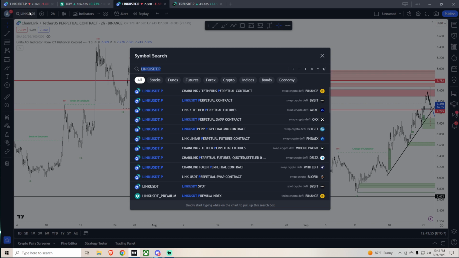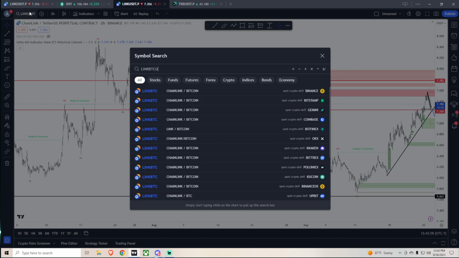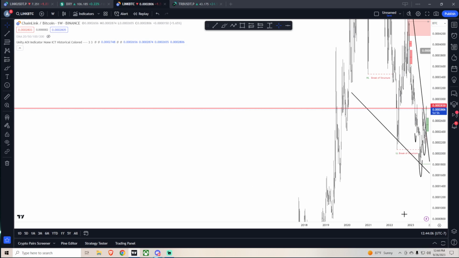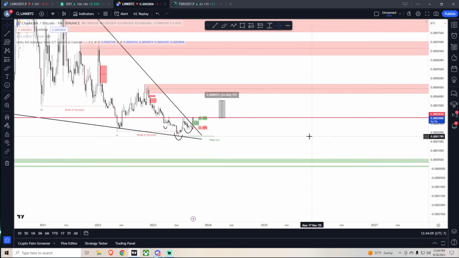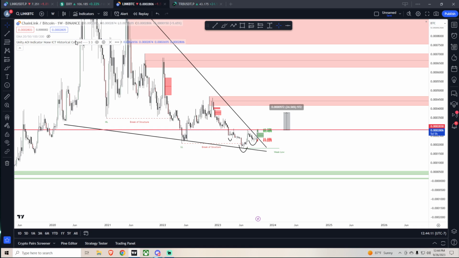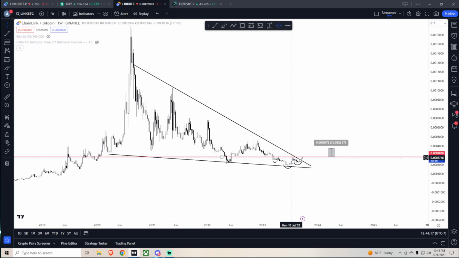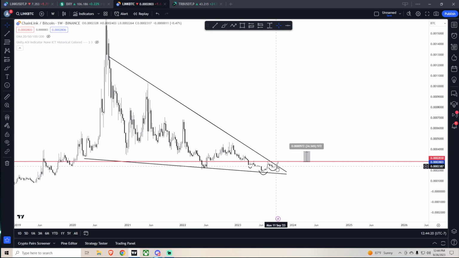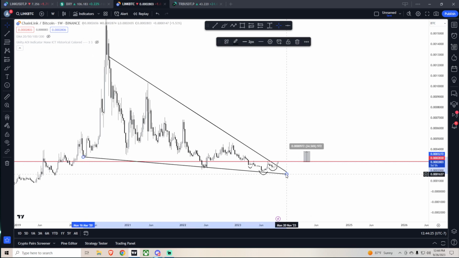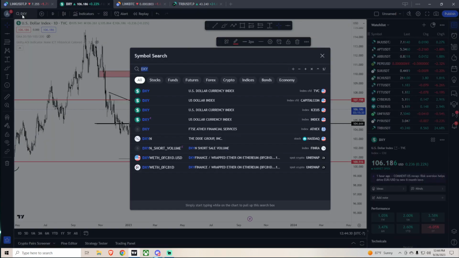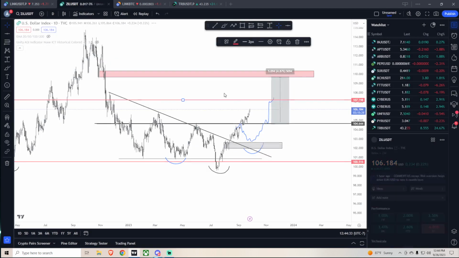Let me see the Link BTC pairing. Whoops. Sorry, Caleb, I'm gonna remove these really quickly. Alright. So of this falling wedge, okay, Link BTC broke out. Now, check this out. This looks like the same pattern as ZIL.